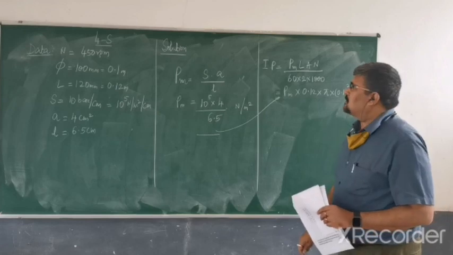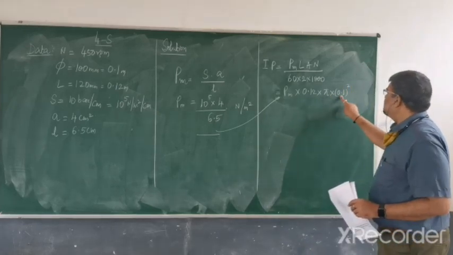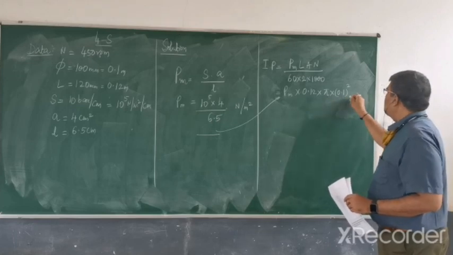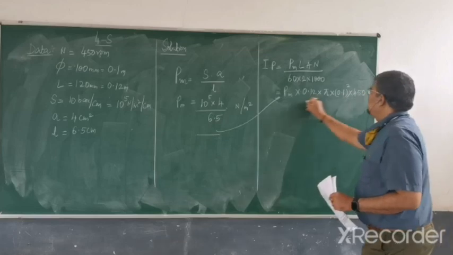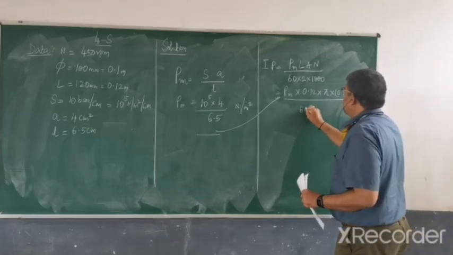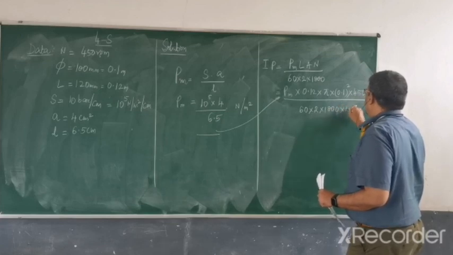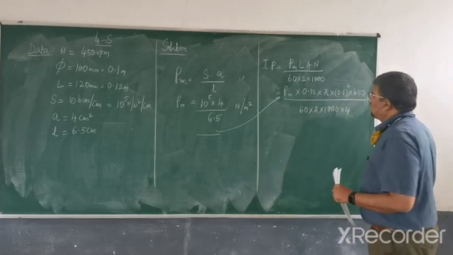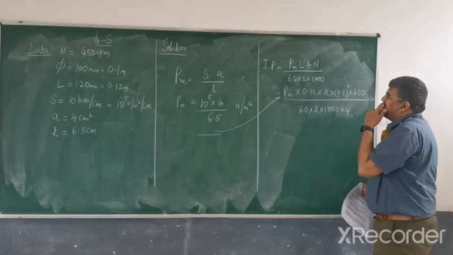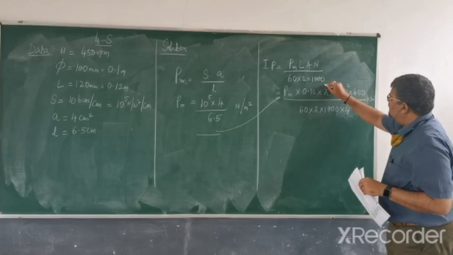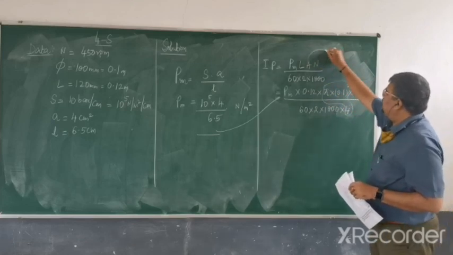See, the bore diameter is 100 mm, which is 0.1 meter. So pi d square by 4, I write the value of 4. And the engine speed is given as 450 divided by 60 into 2 into 1000 into 4 kilowatt. Okay. So it was only 60 into 2 into 1000. I have now written 4 because that 4 is the area, pi d square by 4. This value is nothing but A.